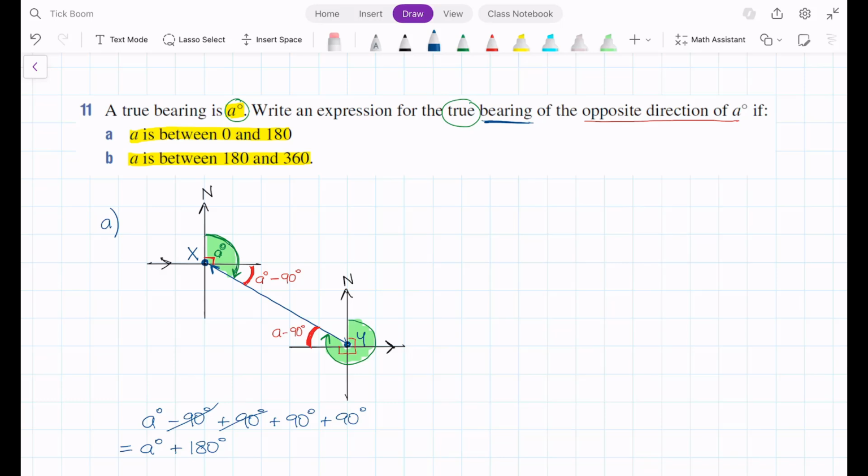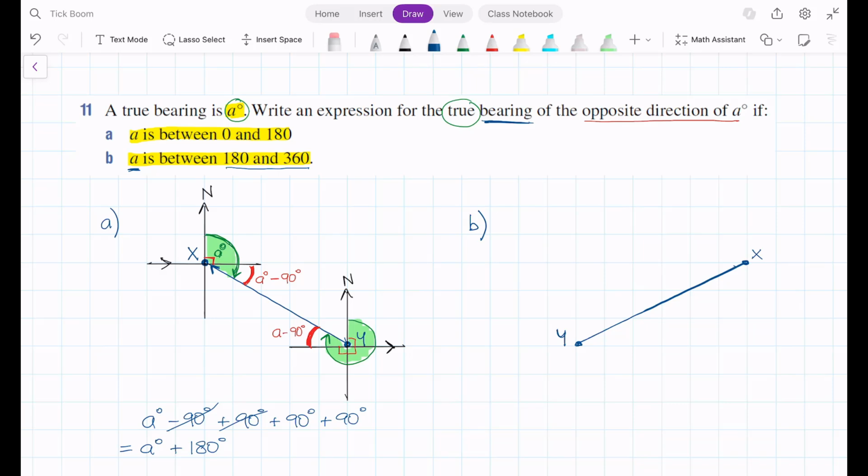So that's somewhat interesting. If we now think about part B, it's the same question, but we've got a different assumption for our original bearing. It's going to be between 180 and 360. So to draw that diagram, I'll still have 2 points, a point X and a point Y, but I'll draw them in a different orientation just so that I can see that my original bearing will be above 180 degrees.